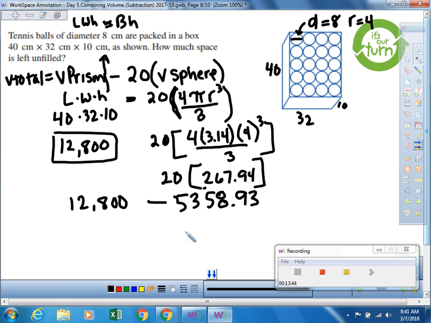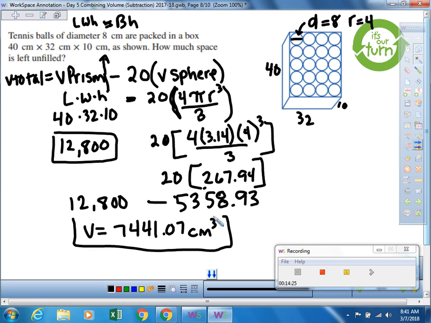So 12,800 minus 5358.93 is 7441.07. What's the unit? Centimeters cubed. All right.